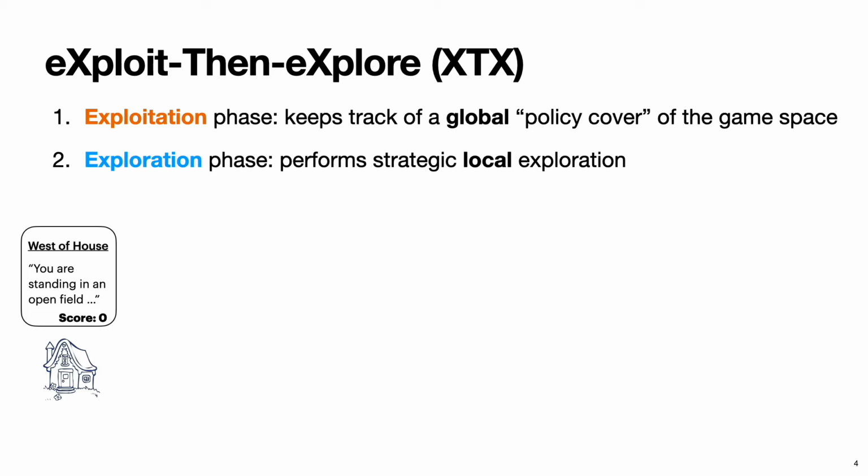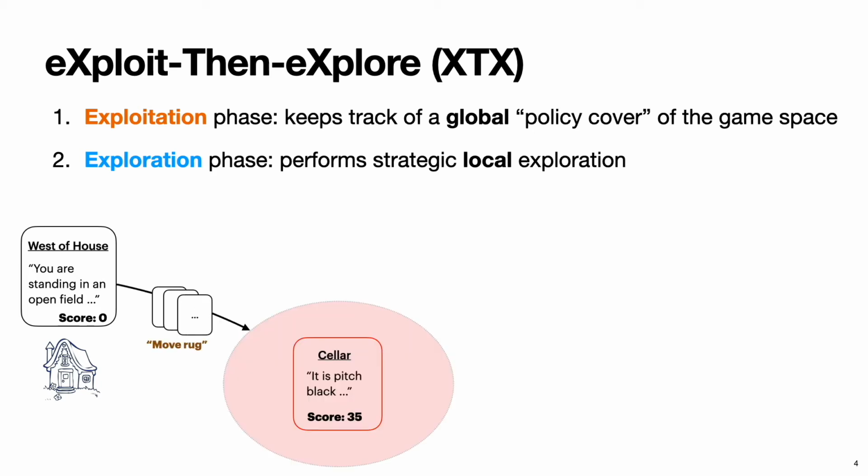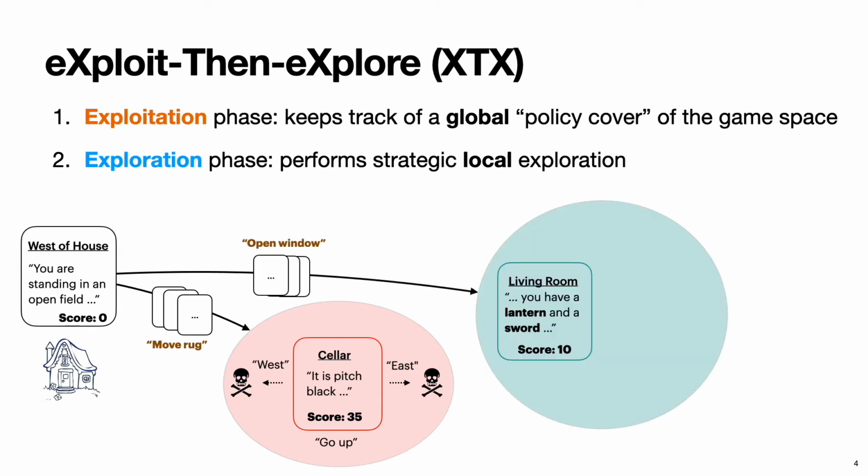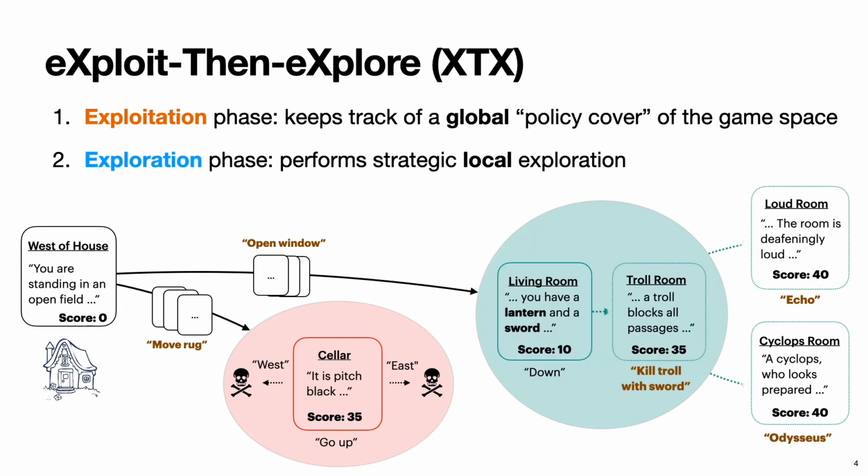As a high-level example, consider an agent who is situated west of house. In the exploitation phase, the agent might be guided back to a promising, previously seen state of the game with a high score like 35. Then the agent switches to a local exploration, which in this case results in death, as the exploitation policy has brought the agent to a local maximum in the game. Luckily, XTX has built a global policy cover, which means next episode the agent might be brought to a different part of the game frontier. Once there, the exploration policy kicks in again and manages to find promising future rewarding states through its strategic policy.